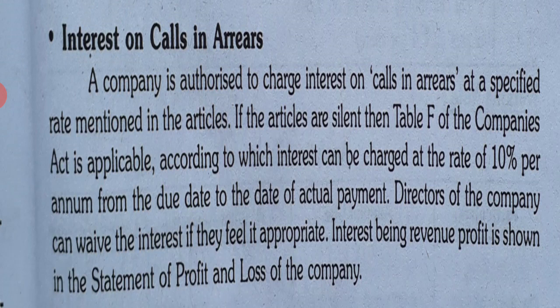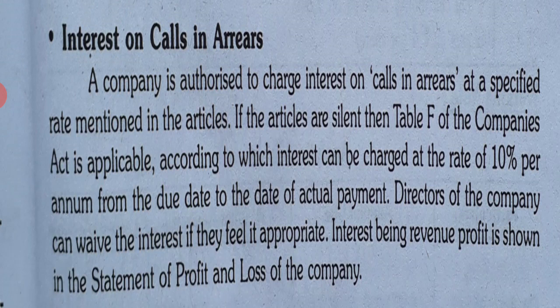If there is no provision for interest, then Table F of the Company Act is applicable. According to that, 10% per annum interest can be charged from the due date to the date of actual payment, and the directors of the company can waive the interest if they feel it appropriate. Waive it means they can forgive it. So this is a revenue profit, and it is shown in the statement of profit and loss of the company. This is not a capital profit. Revenue profit happens now and then, that is why it is a revenue profit.